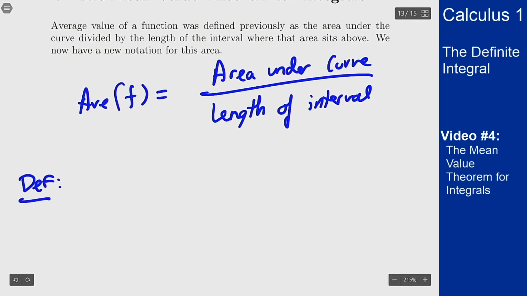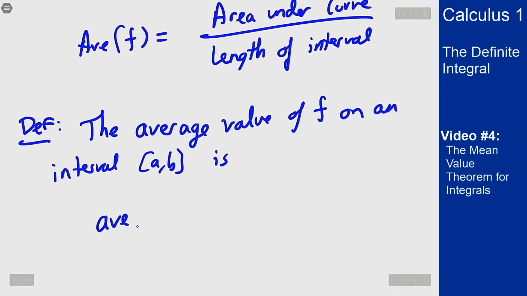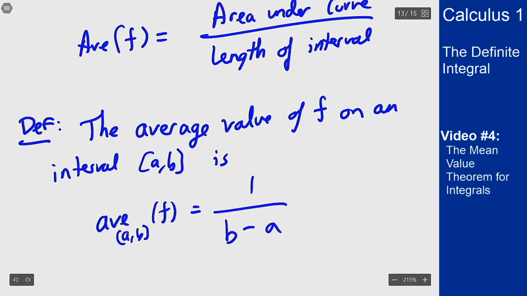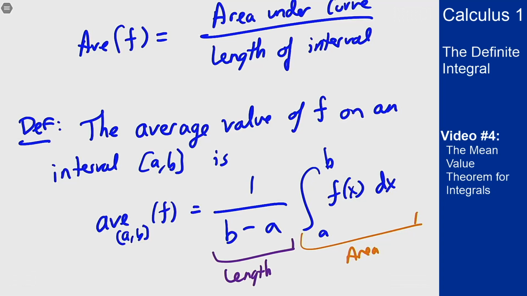So our definition here is that the average value of a function f on some interval [a, b] is 1 over b minus a times the integral from a to b of f of x dx. The point here is, again, this gives me the area, and this here is the length. So the same idea from before, we just now have this integral to talk about the area under the curve.